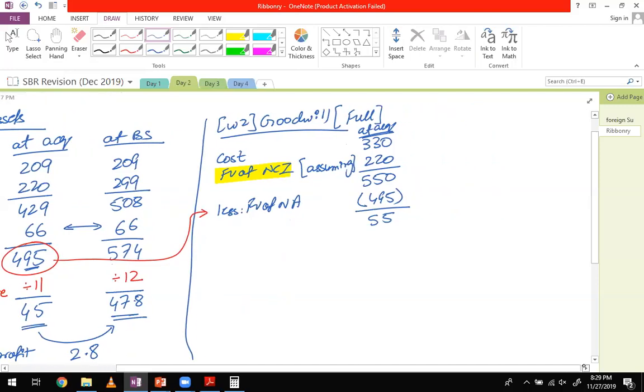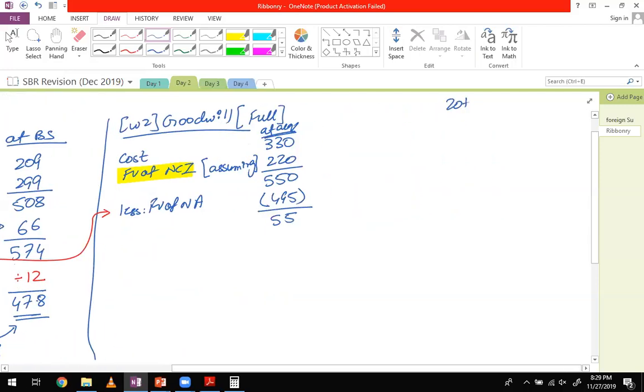Now let's assume that 20% of the goodwill was actually impaired by the year end, because we need to understand the impact of the impairment as well. So if 20% of the goodwill was impaired, this means 11 of the goodwill was impaired and the remaining amount was 44. And again, these values are in terms of dinars.